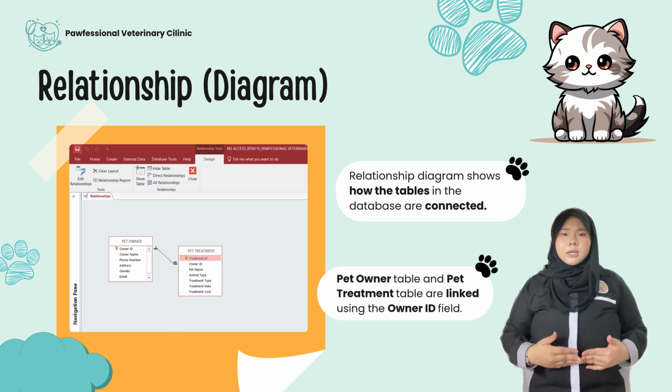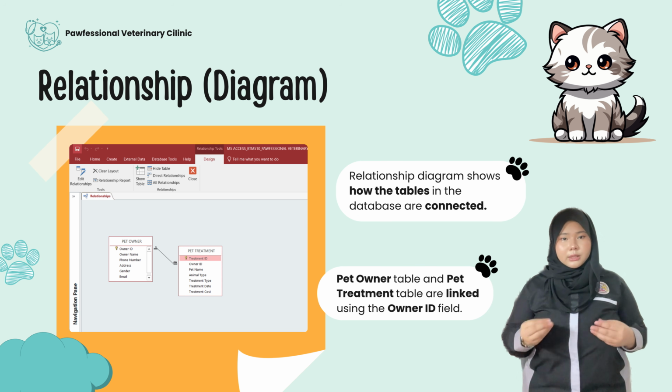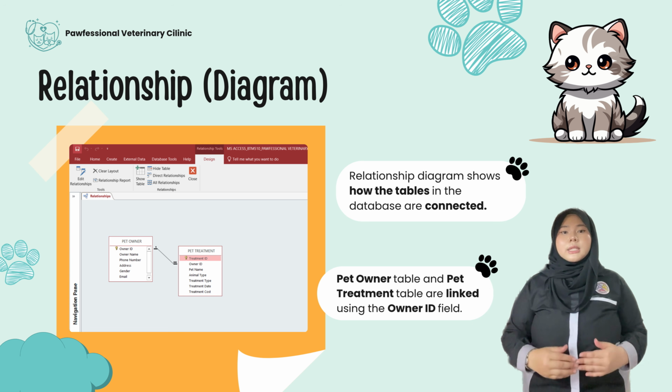The relationship uses a one-to-many relationship. This means one pet owner can have many treatment records, but each treatment record belongs to only one pet owner. For example, a pet owner may bring their pet to the clinic several times for vaccination, checkups, or treatments. All these records can be stored under the same owner.